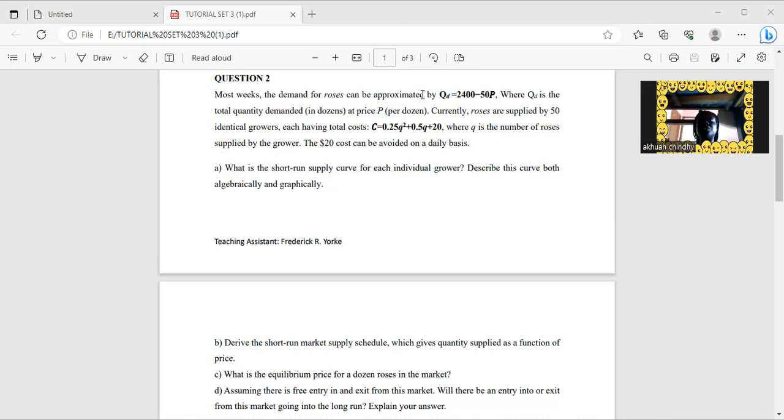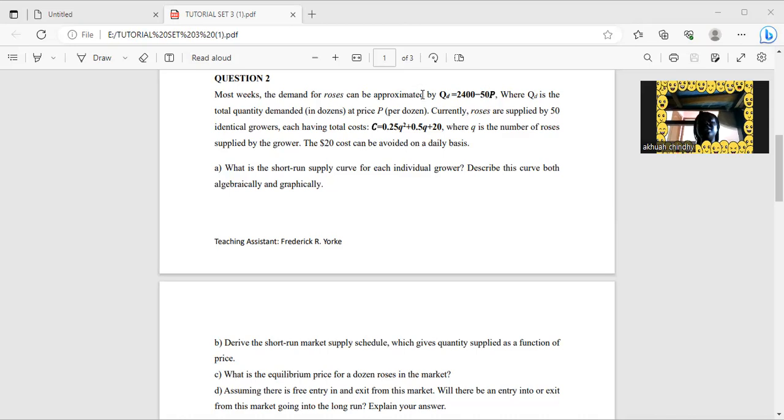A. What is the short-run supply curve for each individual grower? Describe this curve both algebraically and graphically. So with the first question, when we talk about the short-run supply curve for each individual grower, first you need to identify which kind of market this firm is operating in, or which kind of market structure the question is portraying at this point.